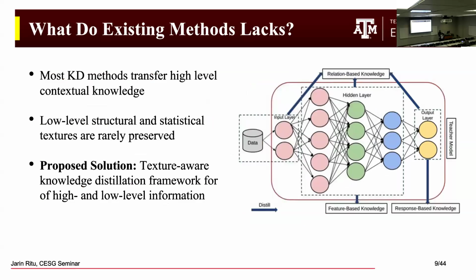So if we look closely at how these existing knowledge distillation methods work, they're mainly focusing on high-level contextual information. They're either doing output layer distillation or feature distillation, but what they're lacking is low-level structure and statistical textures. So we are proposing a method to incorporate those low-level textures in the knowledge distillation procedure. I will talk about it in more detail from the next slide.